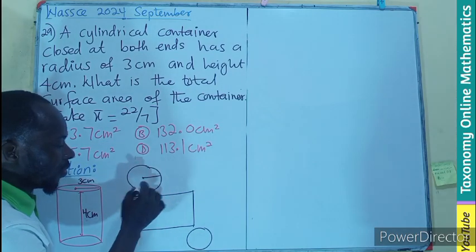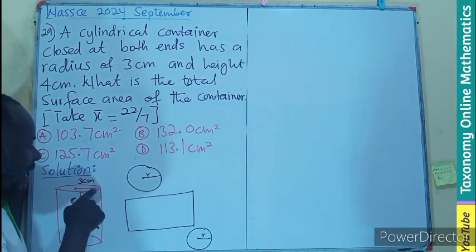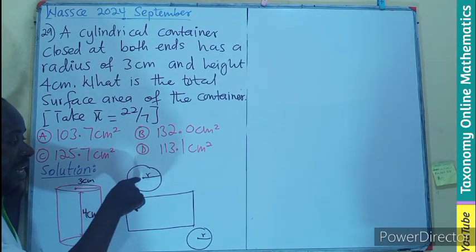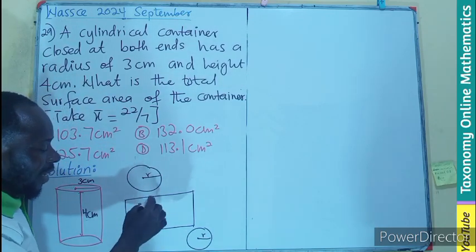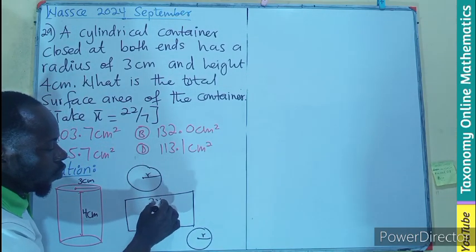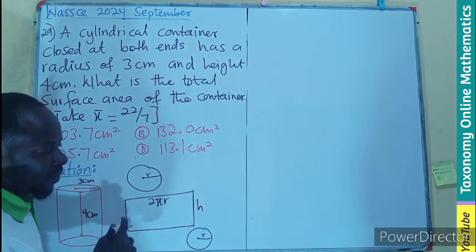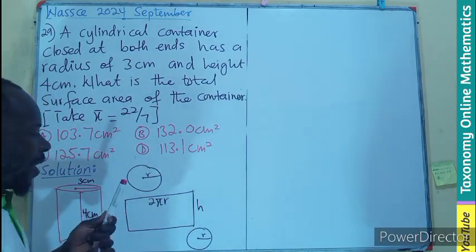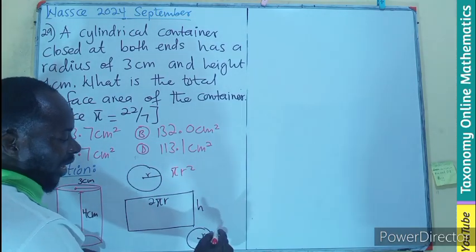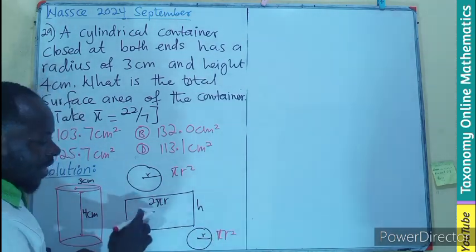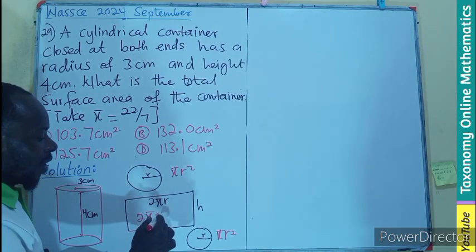So now this is the radius. What we are having here is what was carving the circle, so that is the circumference of this circle. And the circumference of a circle is 2 pi r. This is the height. The area of a circle is pi r squared. Area of a rectangle is length times breadth. So 2 pi r times h.